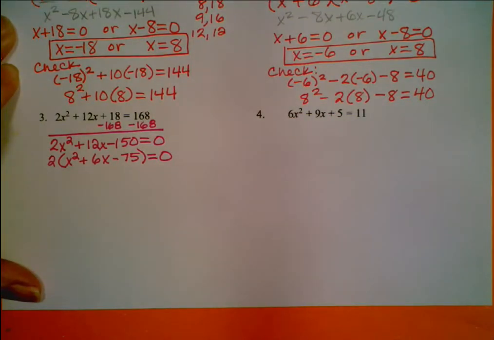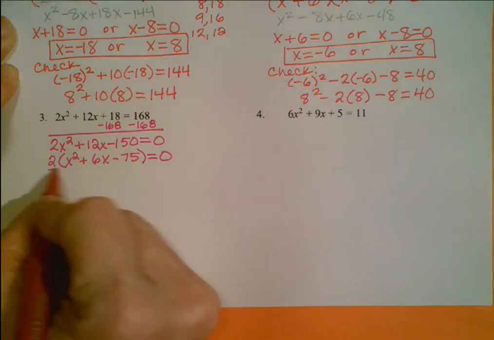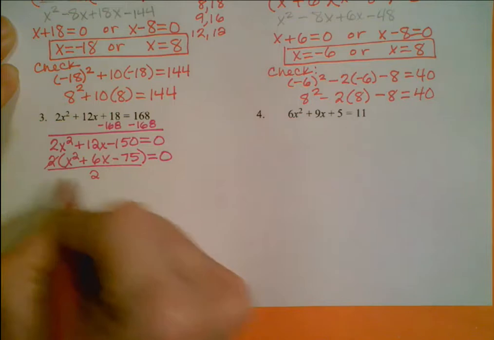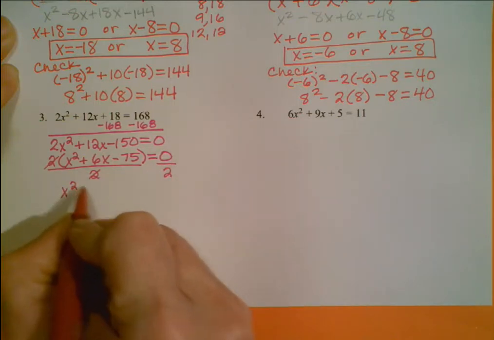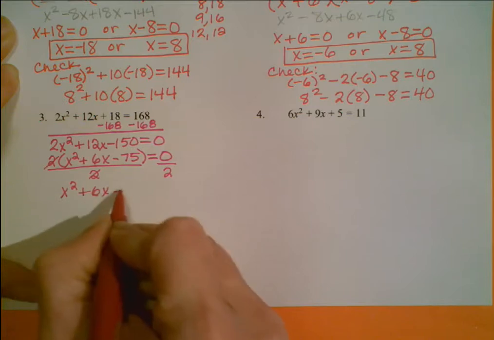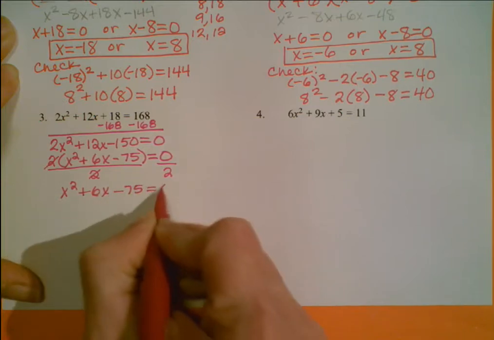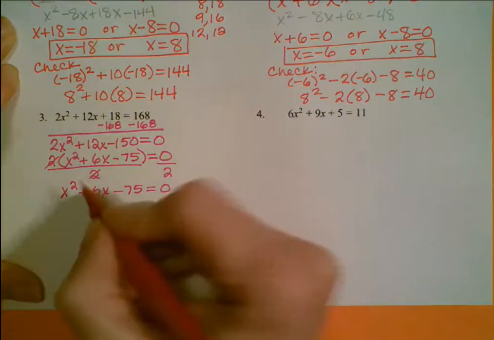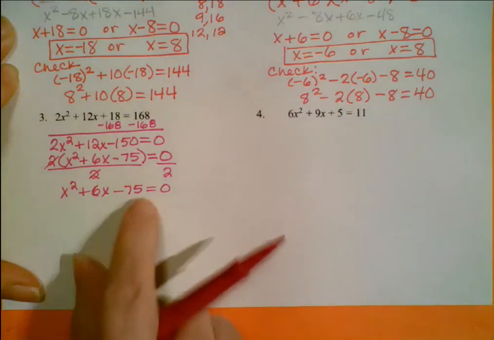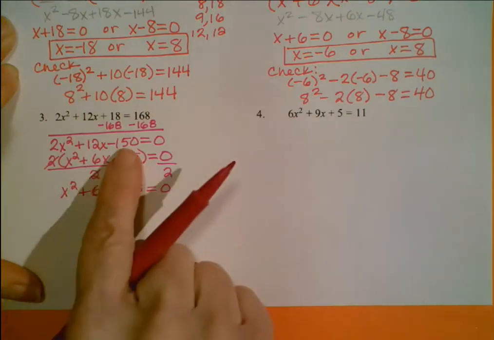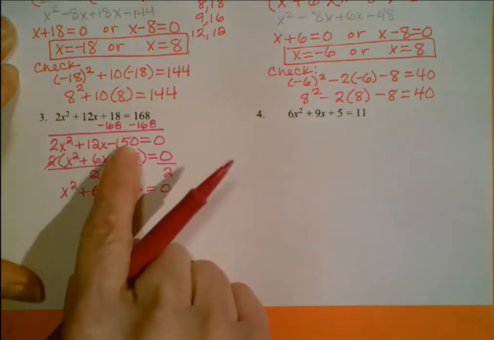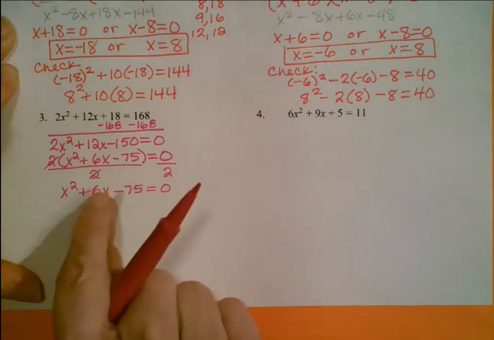Now, step 3, divide both sides by the GCF if possible. So I'm going to divide this side by 2, which is going to cancel it out, and divide by 2 on the right side as well, which leaves me with x squared plus 6x minus 75 equals 0. Now, by factoring that 2 out, it has made our solution a little simpler in the sense that we don't have as big numbers to worry about now. Compared to the 150 and the 12, we now have a 75 and a 6.